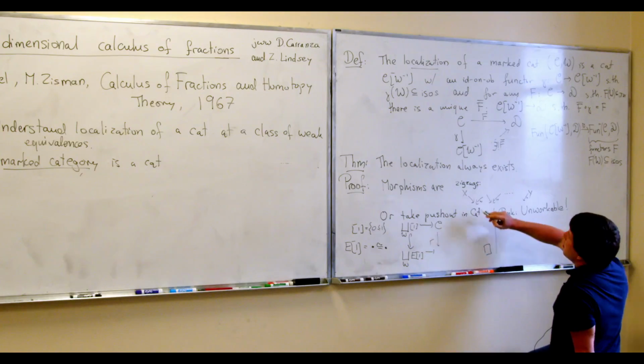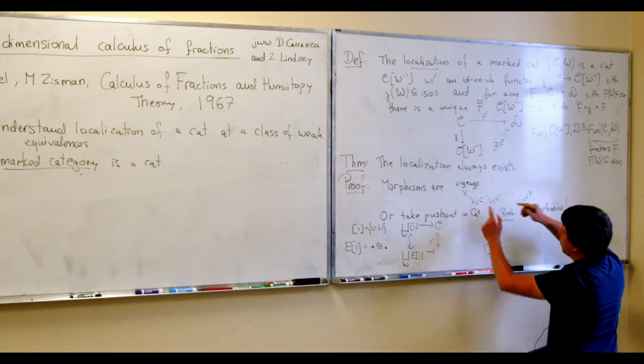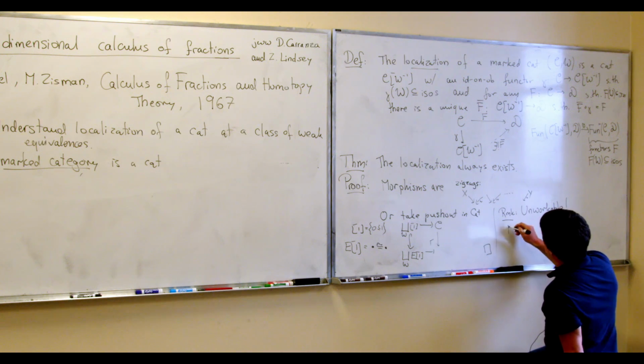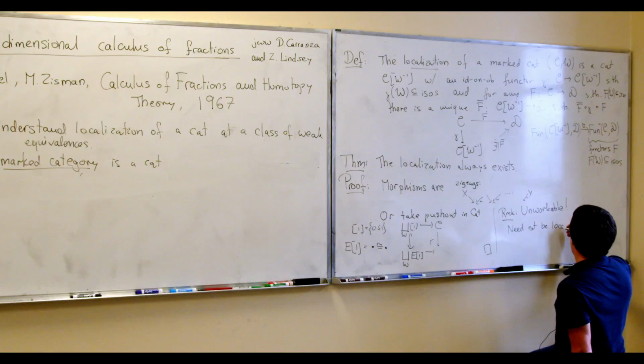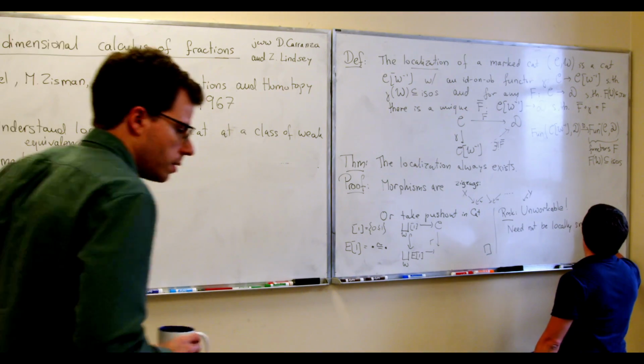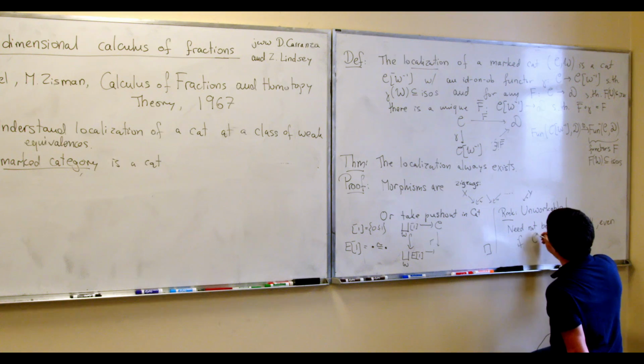For instance, you can see that because those zigzags could go through any objects here, so this need not be locally small, even if C was.